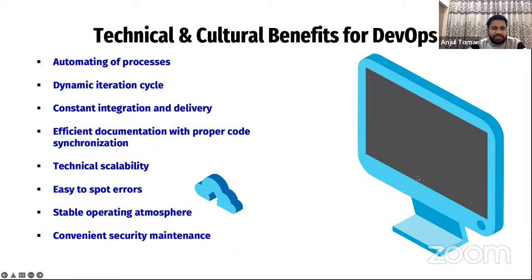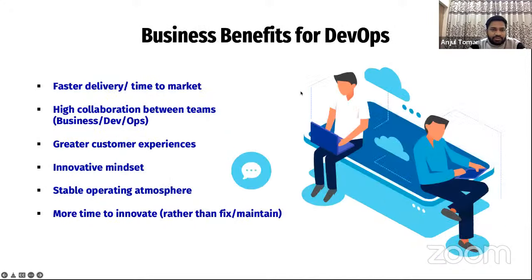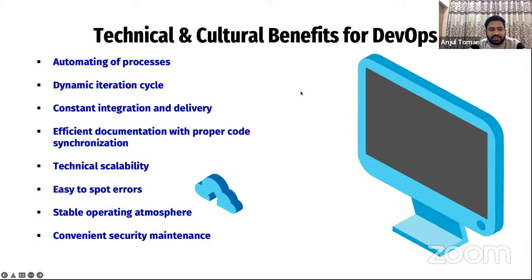So what benefits do the companies adopting DevOps get? There are actually two benefits, and I'll cover both one by one. One is business and the other is technical. Let's cover the technical aspect first. If we adopt DevOps, the technical benefits we get include automation of the process.